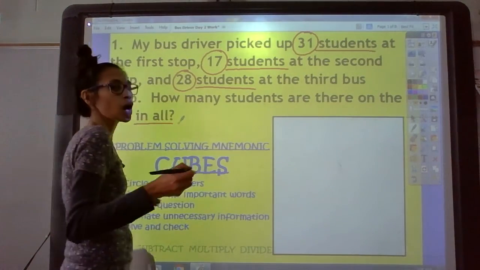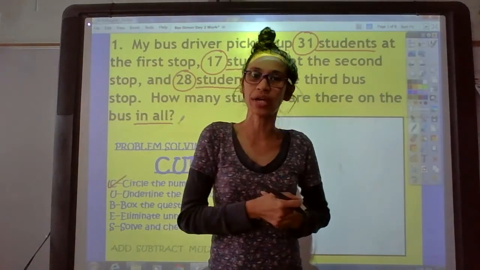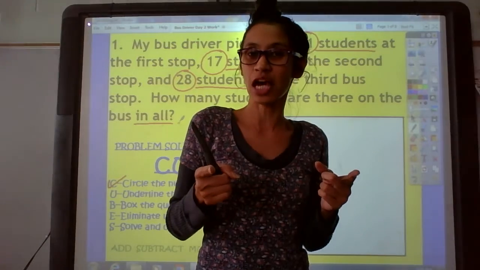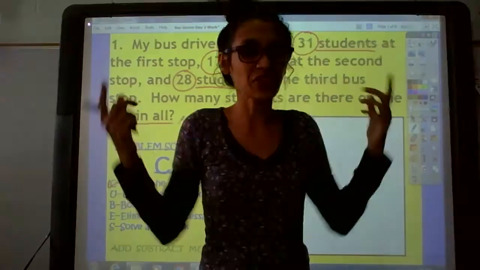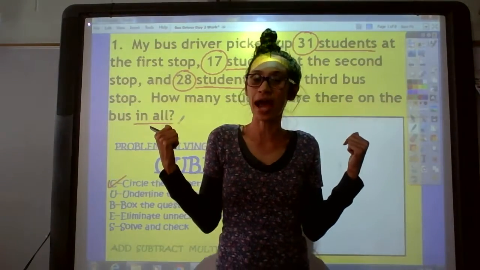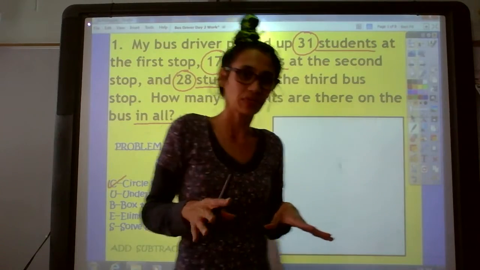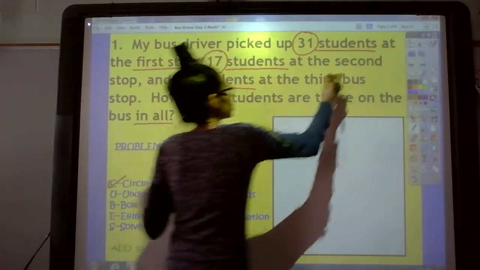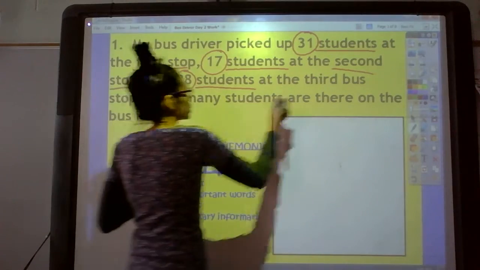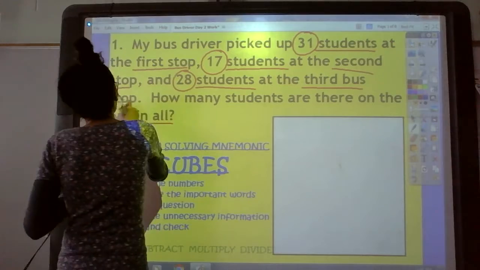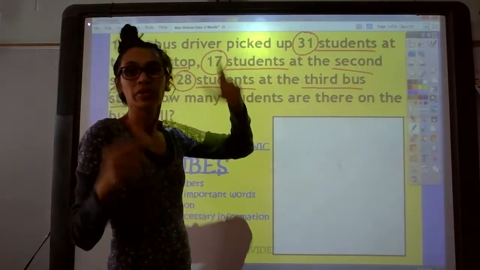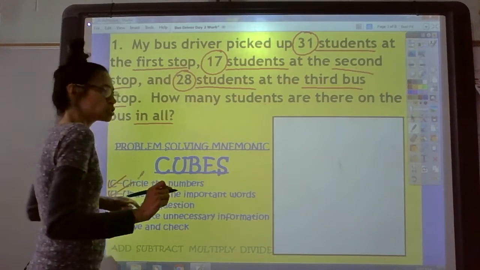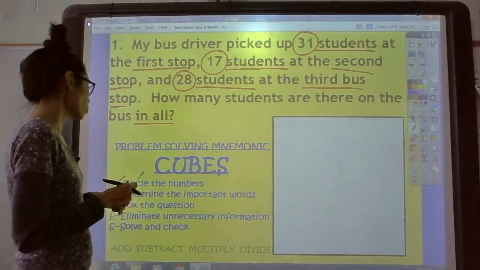Now, that will help us figure out what operation we have to do. Now, if you underline some other keywords in the sentence to help you out, that's great. Now, I think these are the most important ones that we have, so I think we're good right here. So let's do first stop. We could do second stop, and then we can do third bus stop. Oh, and those are numbers too, but not numbers to help us solve the problem. All right, we are done with step U, underlining the important words.